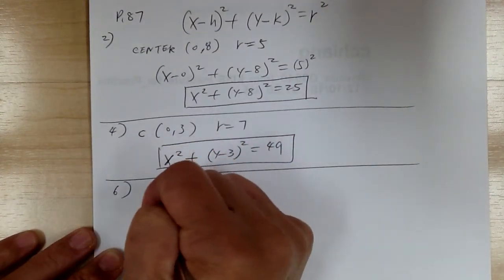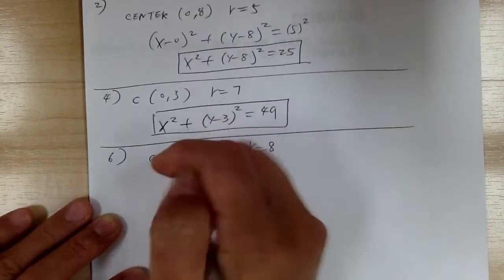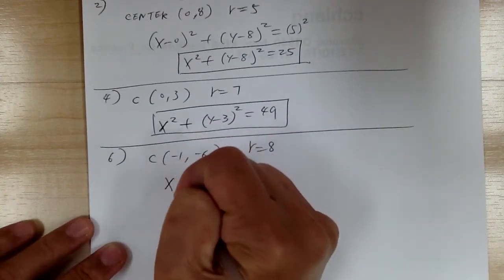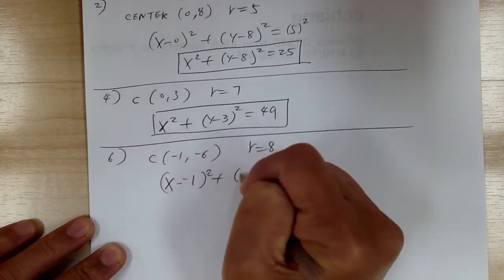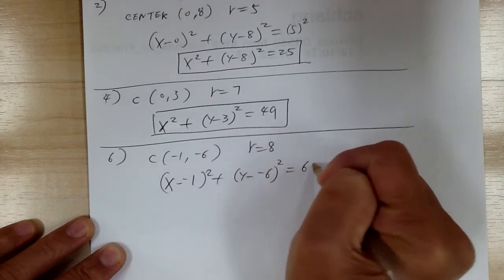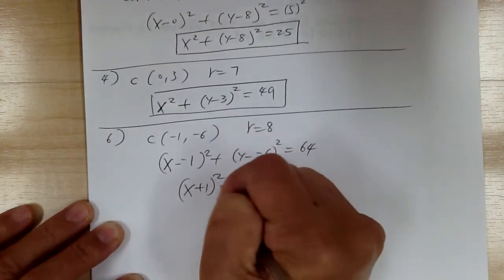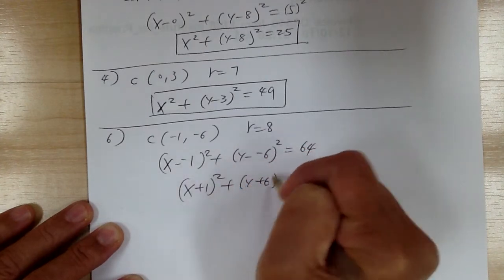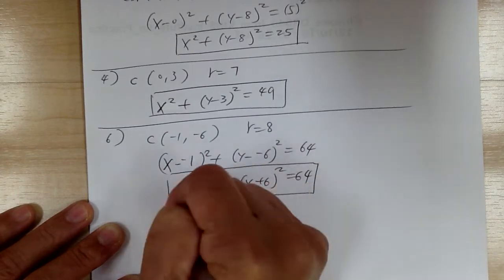Okay, number 6, the center is (-1, -6), radius equal to 8. So you're going to have x minus -1 squared plus y minus -6 squared equals 64. Simplify, so you get x plus 1 squared plus y plus 6 squared equals 64. Okay.